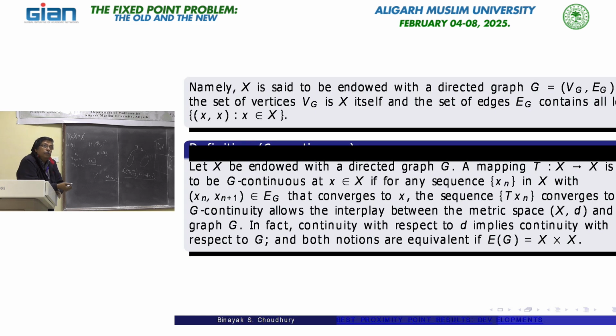Still, R sometimes will require a structure. What can be the structure? R is a relation. What can be the structure? One structure is graph.